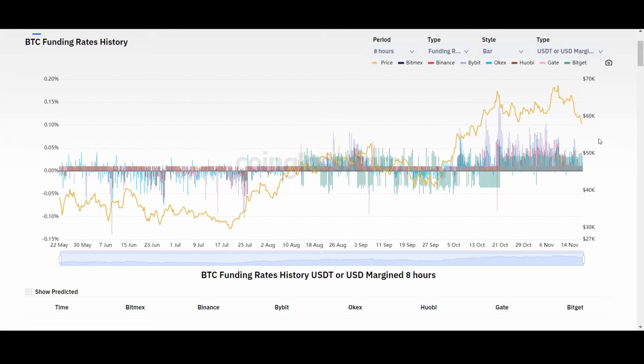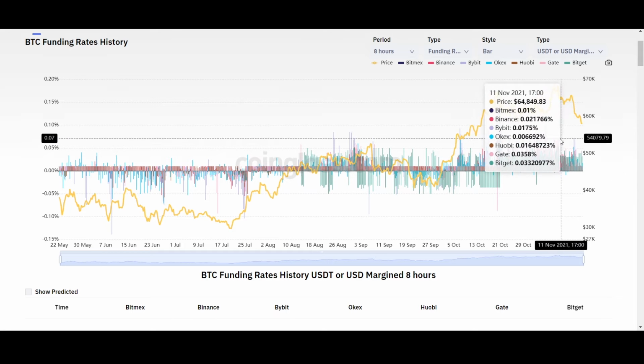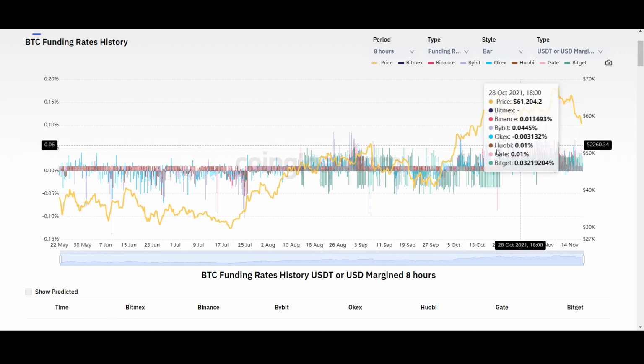Let's have a look at the BTC funding rates history. Right now we are still in a very positive one.